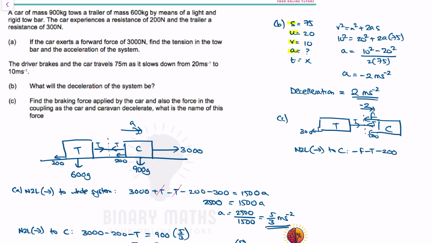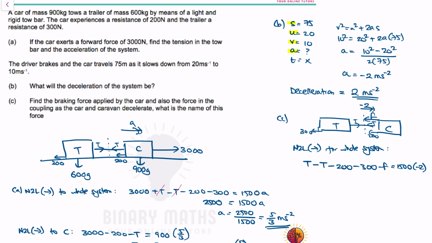There's too many unknowns there, so we don't apply Newton's second law to C. We apply Newton's second law horizontally to the whole system. So forces acting forward, which is only T, subtracting the forces working in the opposite direction, so minus T minus 200 minus 300 minus F must be equal to total mass, which is 1,500, times acceleration, which is -2.